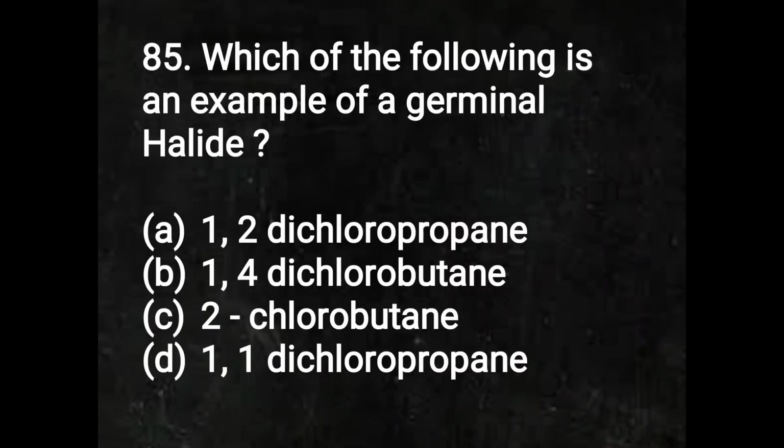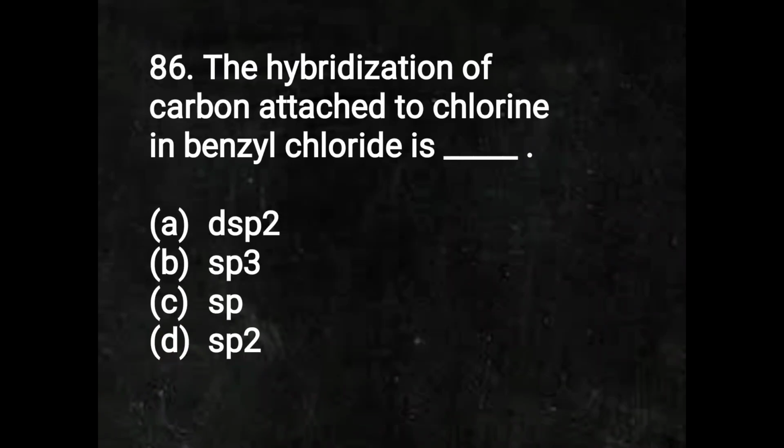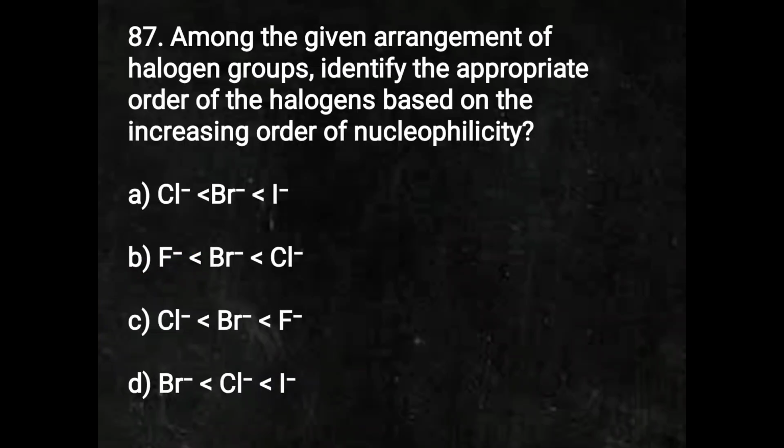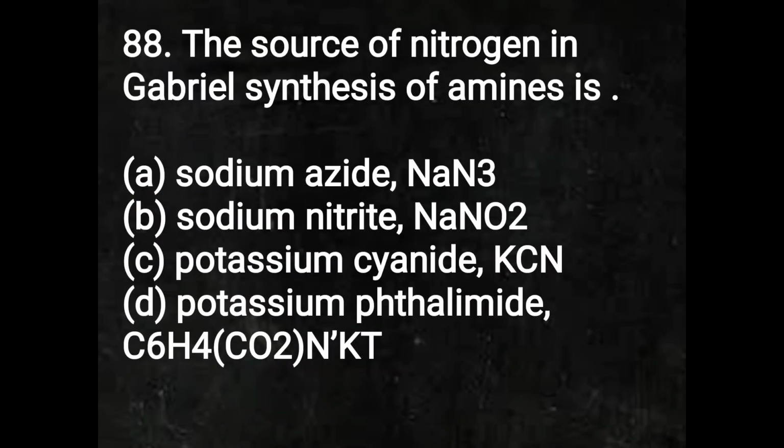Which of the following is an example of a geminal halide? 1,1,1-dichloropropane is the right option. The hybridization of carbon attached to chlorine in benzyl chloride is sp3. Among the given arrangement of halogen group, identify the appropriate order of the halogen based on the increasing order of nucleophilicity. Option A is the correct option.